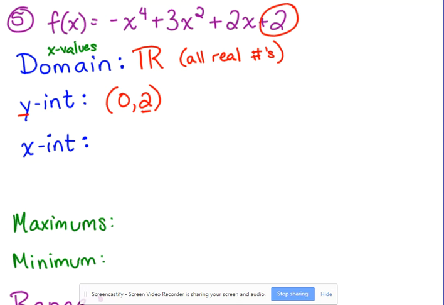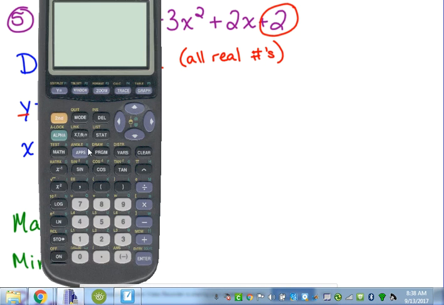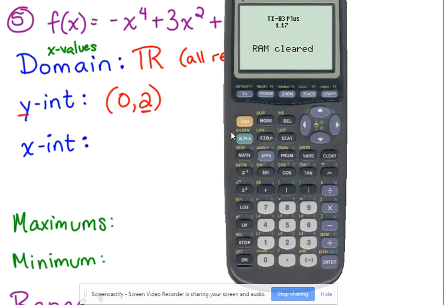Okay, x-intercepts. Looking at the graph, it looks like one of them might be 2, but it's kind of hard to tell. So let's go through the process of finding x-intercepts again. Everybody needs to have number 5 plugged into their calculator. I know I'm doing it, but you need to do it as well because you need to know how to find these things. Okay, number 5, negative x to the 4th plus 3x squared plus 2x plus 2. Graph it.